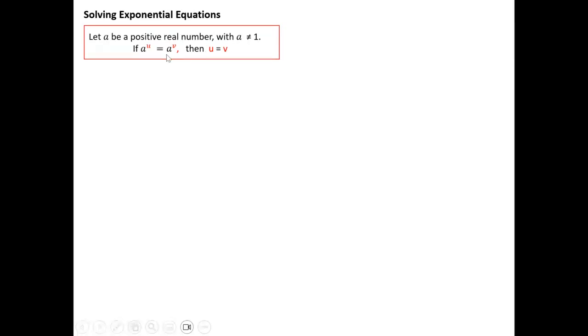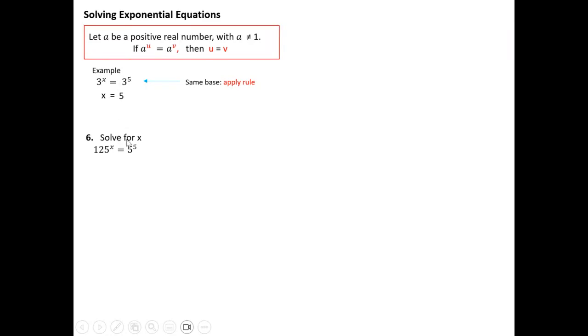In other words, what they mean here is, if you have the same bases, then the exponents must equal each other. Example, I started out with a simple example, like 3 to the x equals 3 to the 5, right? So we have the same base, we can use the rule. So the exponents must equal each other. So x must equal 5.